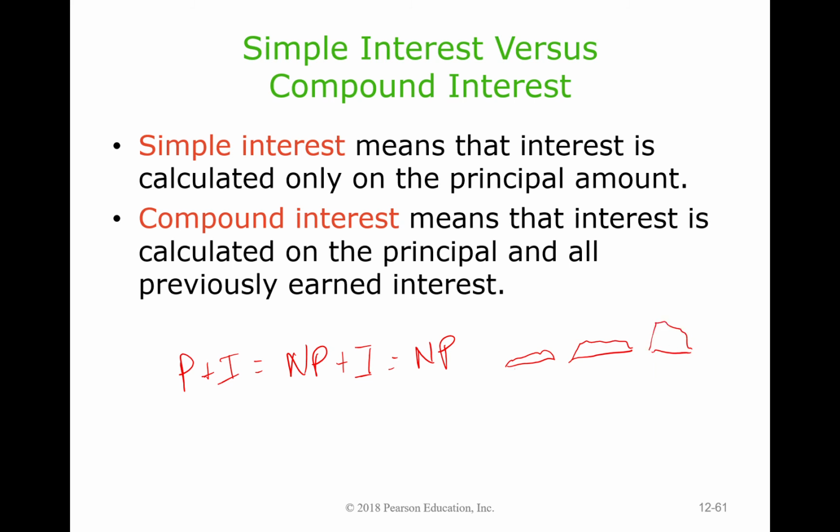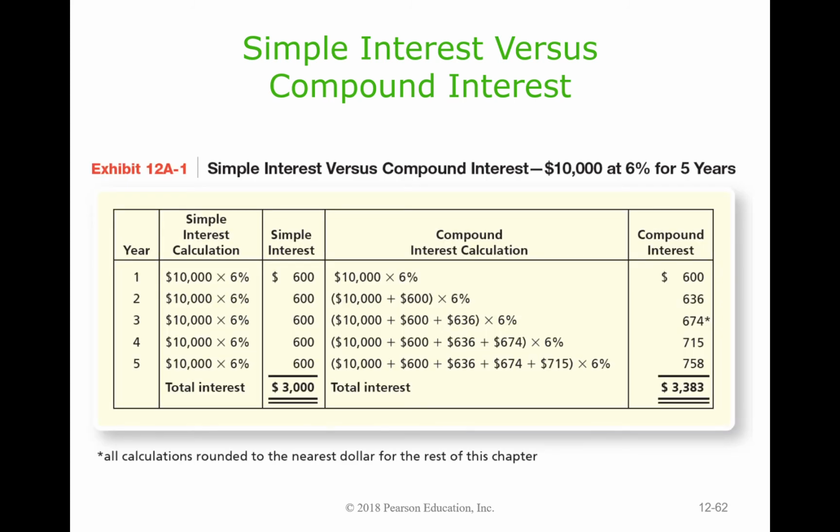So when we see compound interest, we're adding interest to the principal, and those combined become the new principal. In simple interest, that doesn't work that way. So, simple interest versus compound, here's a graph that shows this. If we look at simple interest, we're just taking the principal multiplied by the interest rate, meaning we get $600 in interest each period. So at the end of 5 periods, we'll have $3,000 in interest.